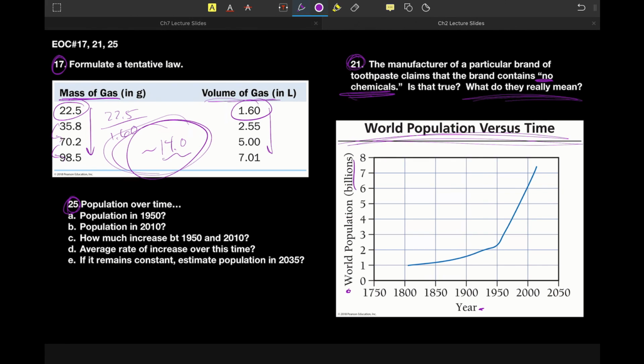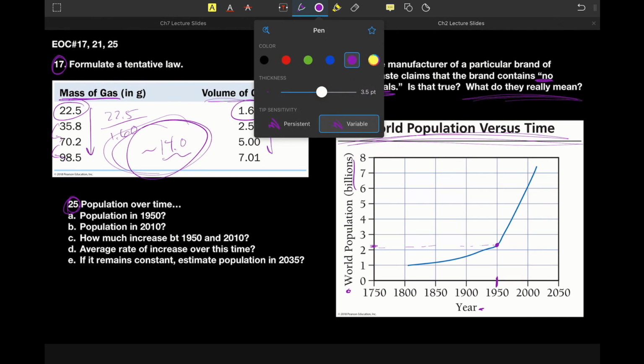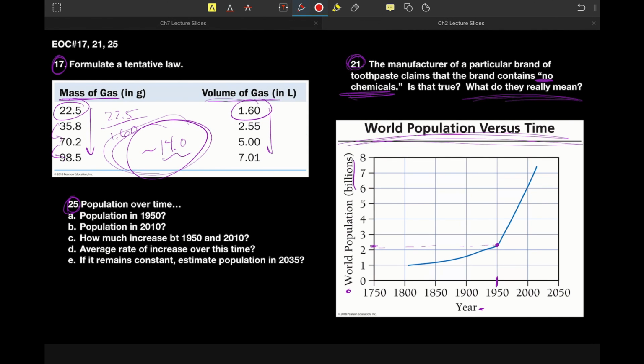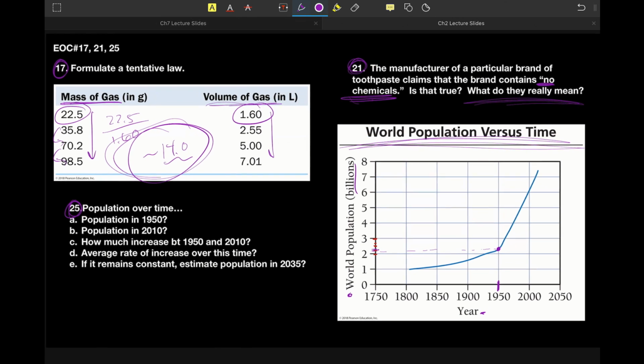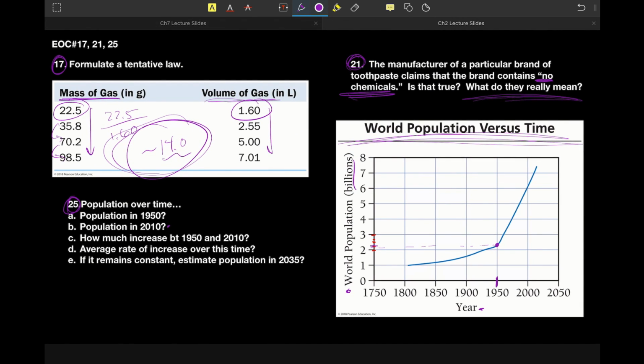I assume we remember from math class, but we would go find 1950 on the x-axis. We would take this up, and then go over to our y-axis, and as best we can, come up with an estimate. Here we would use what we learned back in math class. We would take this 2 and this 3 and cut it in half, and then visually cut that in half again, and we would see that that is approximately 2.25 billion, the world population in 1950.